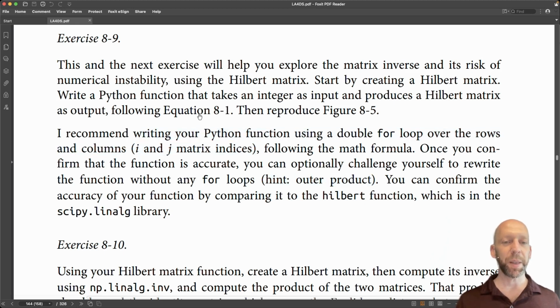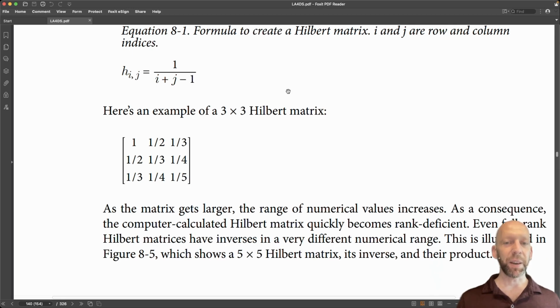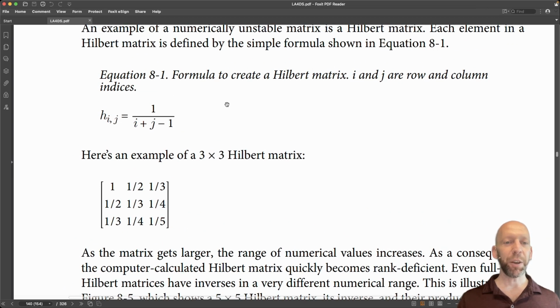Okay, so let me show you the equation. Here is the equation for generating a Hilbert matrix. So Hilbert matrix H, and this refers to the definition of matrix element i,j. So i,j, it's very simple. It's 1 divided by i plus j minus 1.